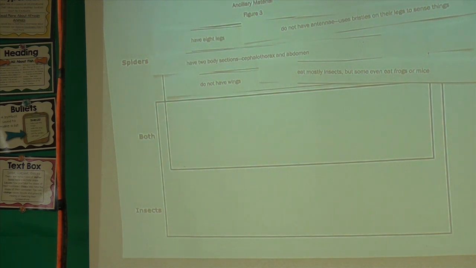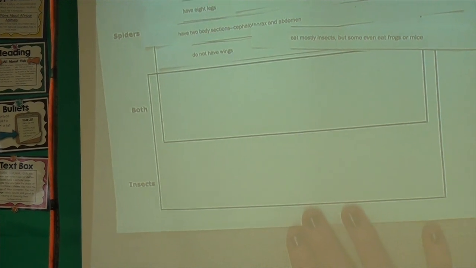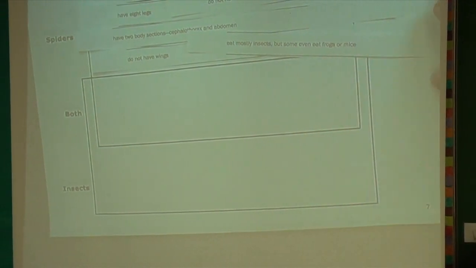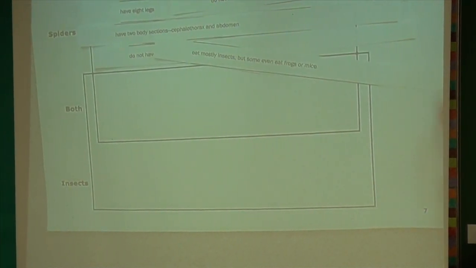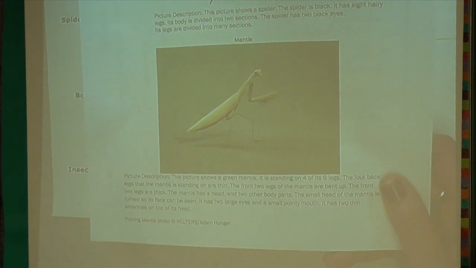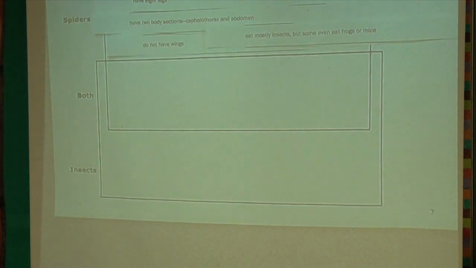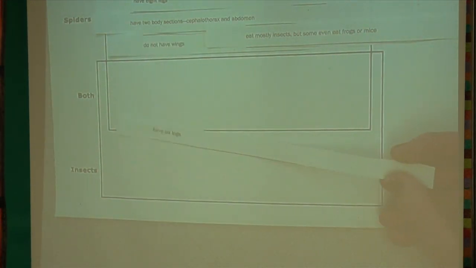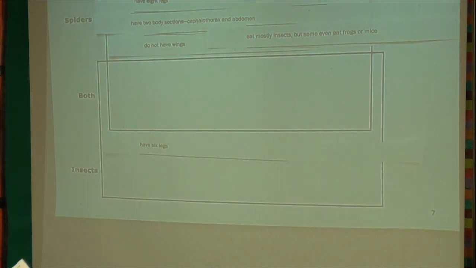All right. Okay, I want you now to be thinking about insects. And which of these characteristics meet that of an insect? Take a look at our picture. Alyssa. Have 6 legs. They have 6 legs. Insects have 6 legs. So that's going to go in our section about insects. So please put that in there if you have not already done so.